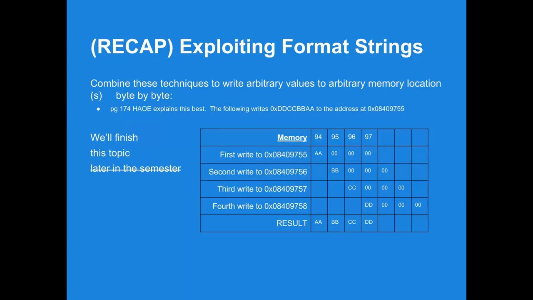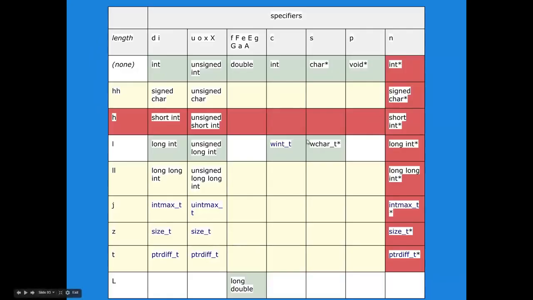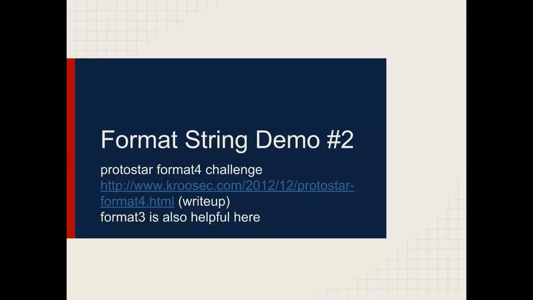However, if you combine this with length specifiers, you can control exactly how much is written, which can make this process overall cleaner. So let's explore the Format 4 challenge of Protostar, which is one of the harder ones, and use multiple writes to redirect execution to a winning condition.